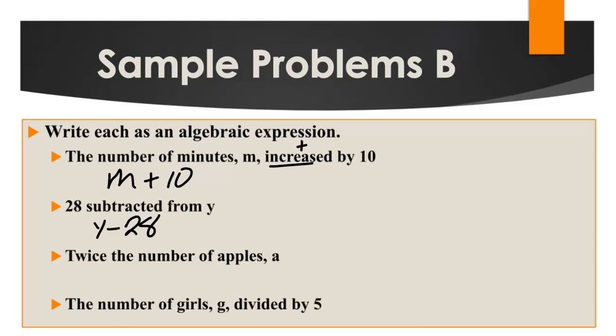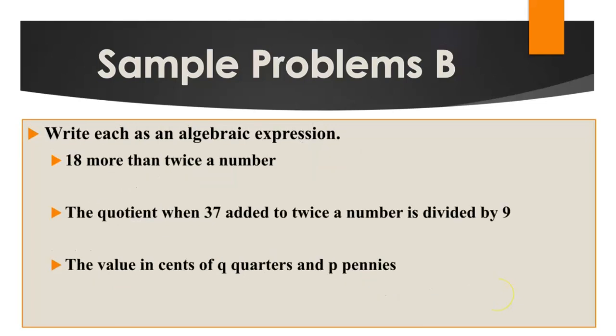Next, twice the number of apples a. So if a is the apples, twice that would mean 2 times a. So you can write that as just 2a. And this fourth one here, the number of girls, g, divided by 5. So this would be g, and you can do the division by 5, or you could write it as a fraction, g divided by 5. A couple other examples. 18 more than twice a number. So if I have twice a number, and I'm going to use 2n, and it's 18 more than that, means I'm adding 18 to that.